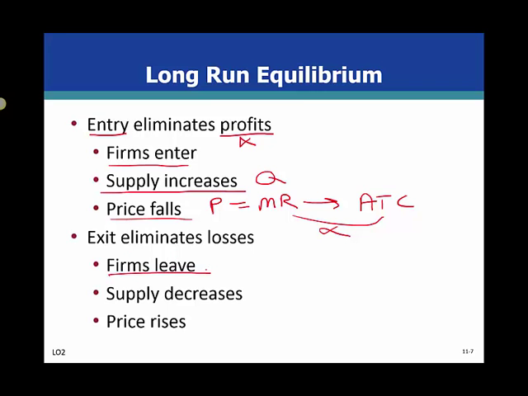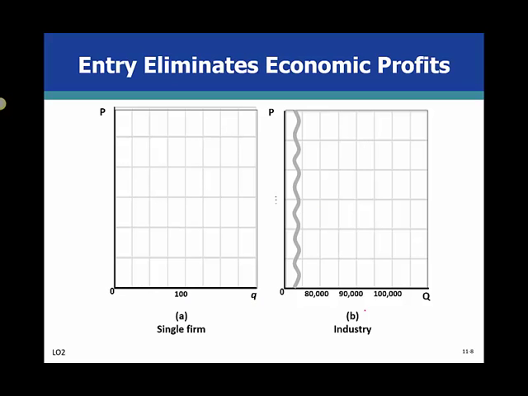So firms will leave, they'll get out of there. They don't want losses, okay? Supplies will decrease, right? And then our prices will rise. So that'll be a good thing. And then they'll come up to meet the average total cost, right? In this case, they're gonna go down to meet the average total cost and eliminate. And as we have losses, then the prices will come up to meet the average total cost.